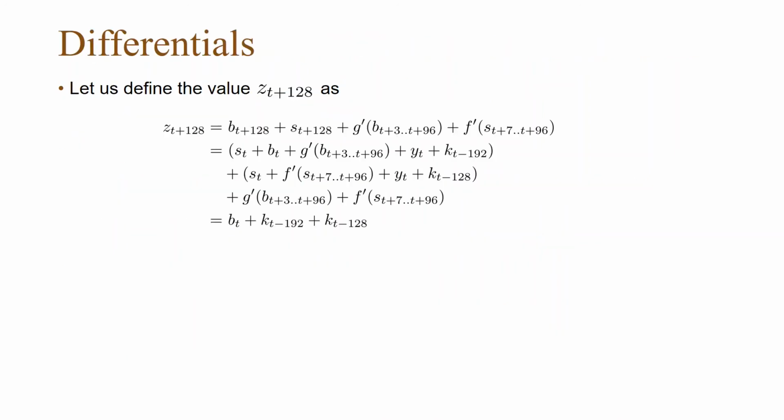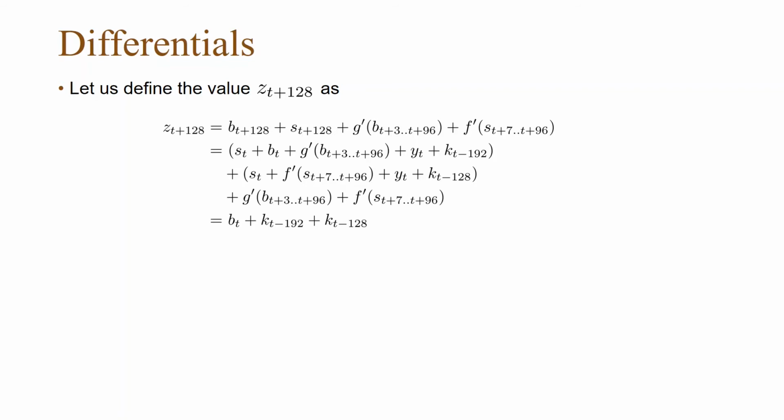Since our previous approach of recovering the key bits will now no longer work, we instead turn our attention to differentials. Differentials are interesting since we are assuming a state recovery attack and we can use known state bits in order to find these differentials. We're going to define a value that we call Z(t+128) as b(t+128) plus s(t+128) plus the functions g prime and f prime.